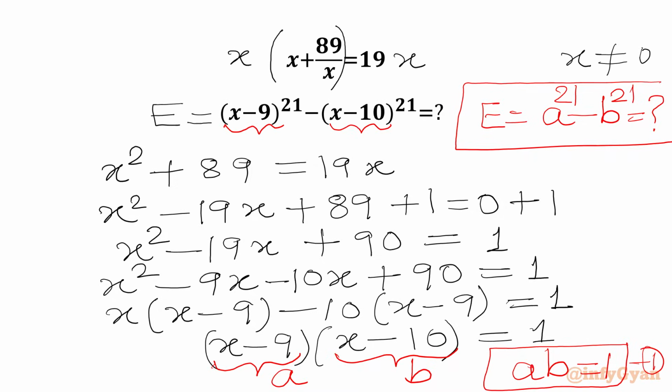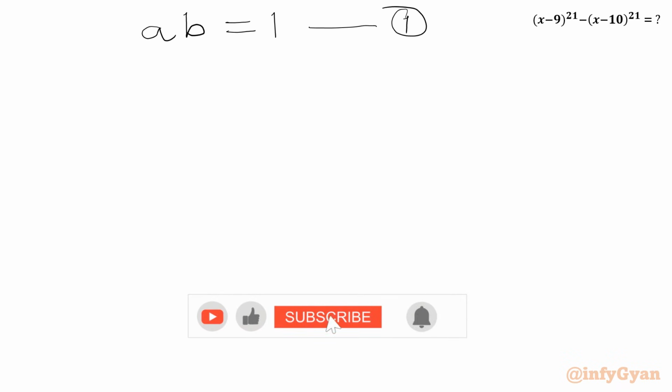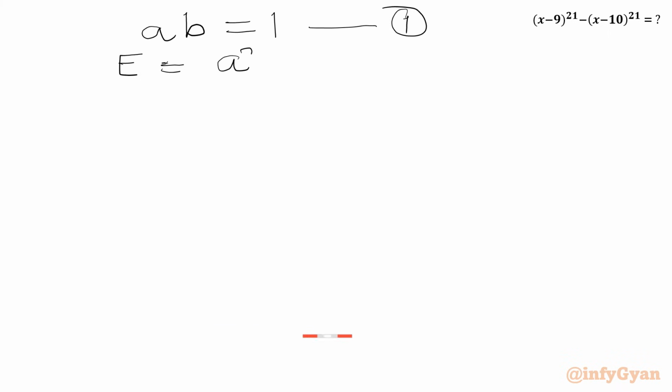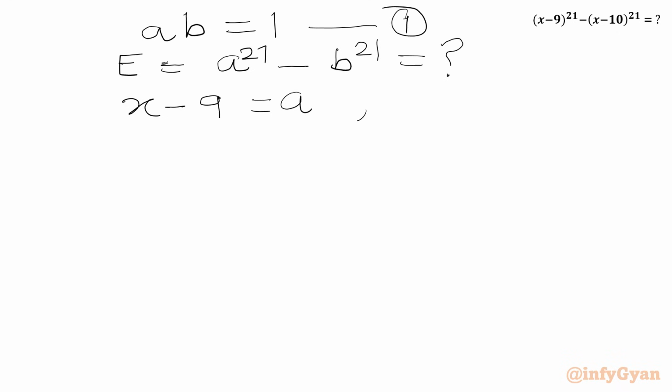So I will write here ab equal to 1, our first equation. Target expression is a power 21 minus b power 21 and our substitution is x minus 9 equal to a and x minus 10 equal to b. Now we will find a minus b value.